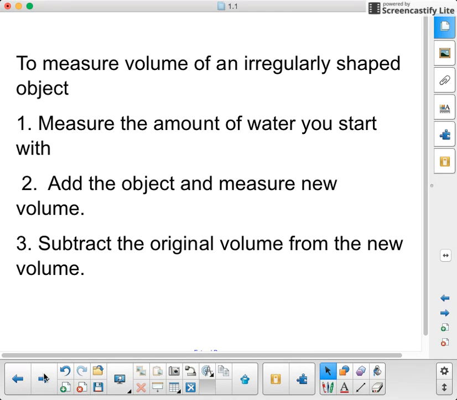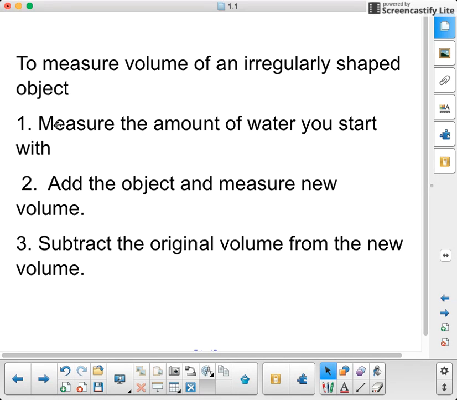Then we talked about measuring the volume of an irregularly shaped object. We've got that formula for volume, length times width times height, but sometimes objects can't easily be fit into that formula, say a toy dinosaur or a rock. In that case, you would fill a beaker with water and measure the amount of water that you start with. Then add the object carefully to that water so you don't have any splashes. That would affect your results.